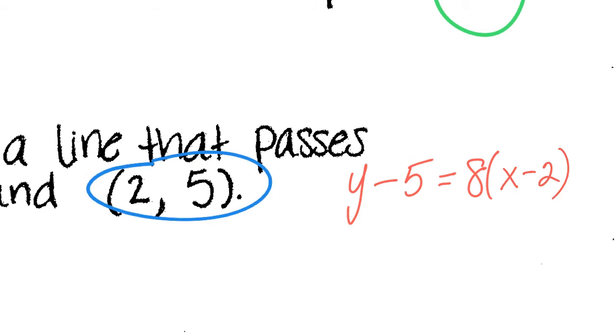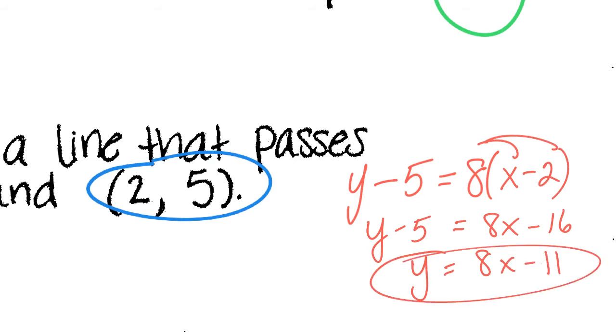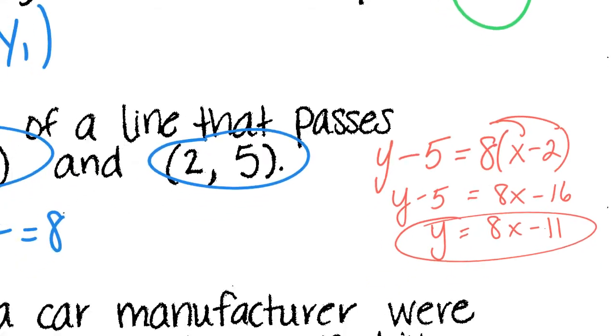All right, from here, distribute for me, Calvin. 8x minus 16. Nice. 8x minus 16, and add the 5 over for me, please. Y equals 8x minus 11. Minus 11. Good. Questions on that? Easy, hard? Not so bad? Y'all are already asleep, huh?